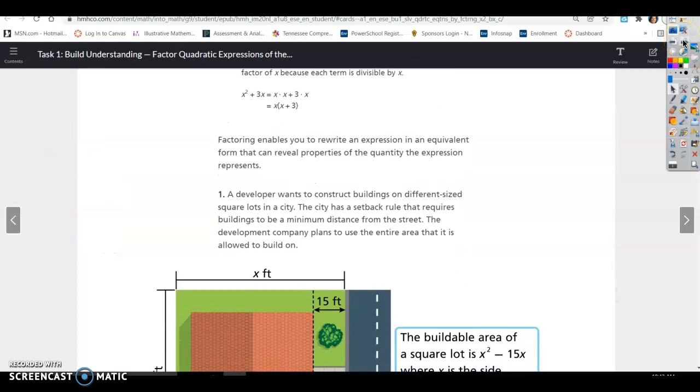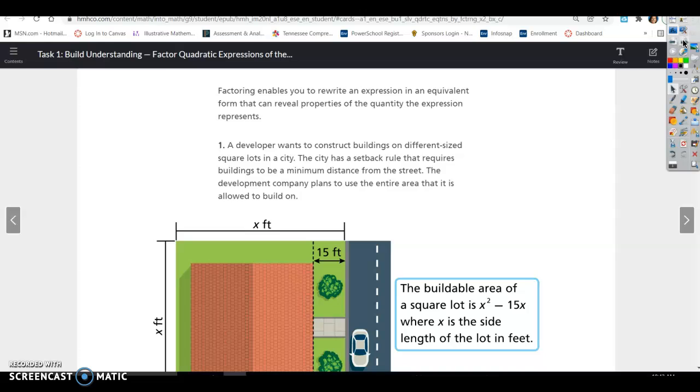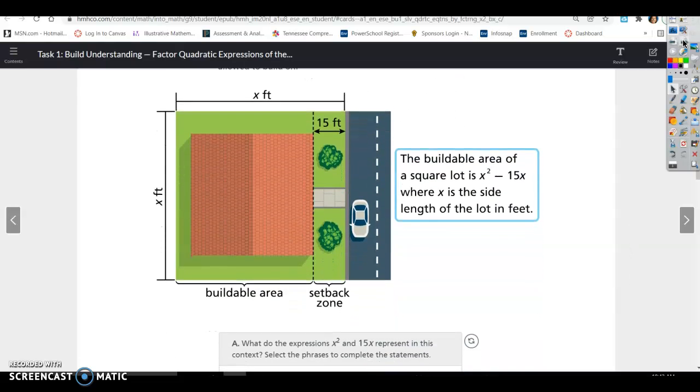It says factoring enables you to rewrite an expression in an equivalent form that can reveal properties of the quantity the expression represents. A developer wants to construct buildings on different size square lots in a city. The city has a setback rule that requires buildings to be a minimum distance from the street. The development company plans to use the entire area that is allowed to build on. All right, so there's a picture here, and you can see that this side is x feet long and this side is x feet long, and that's the buildable area.